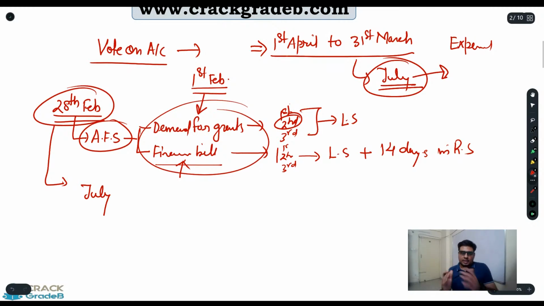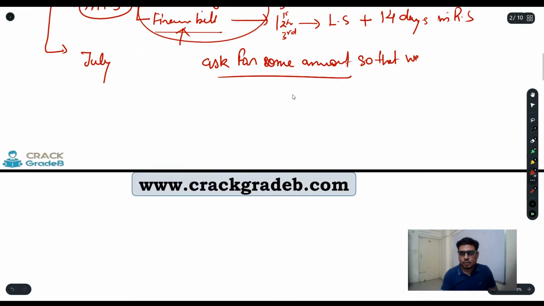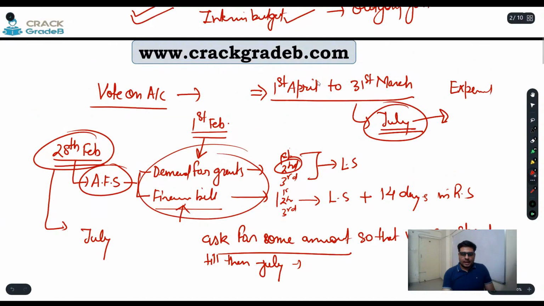So that is why what we will do, we will ask for some amount so that we can spend till July, right? The entire budget is going to be passed by July, but your expenditures are going to start from where? 1st April, right? So in order to fulfill your requirements from April to July, you will request Parliament, please allow us to withdraw some money from the consolidated fund so that we can fulfill our requirements from April to July.